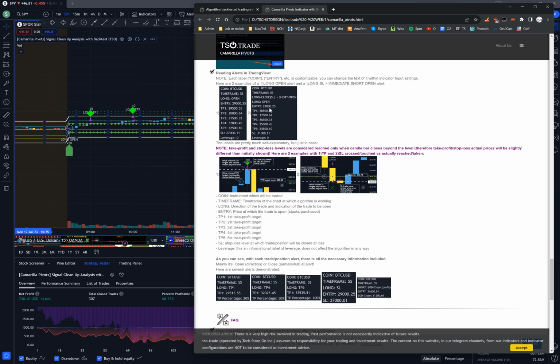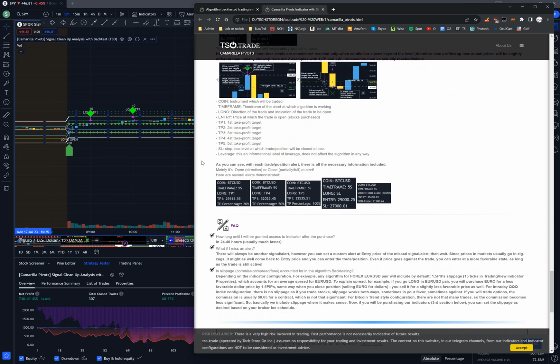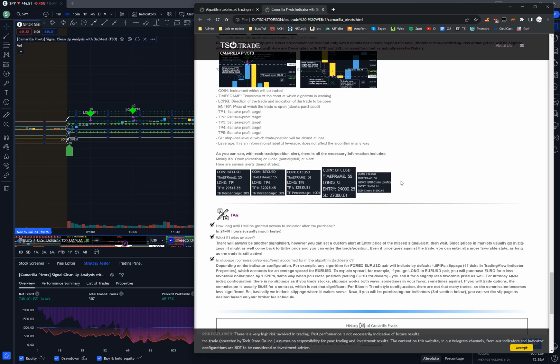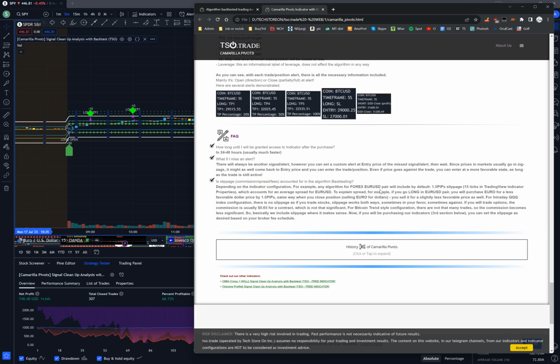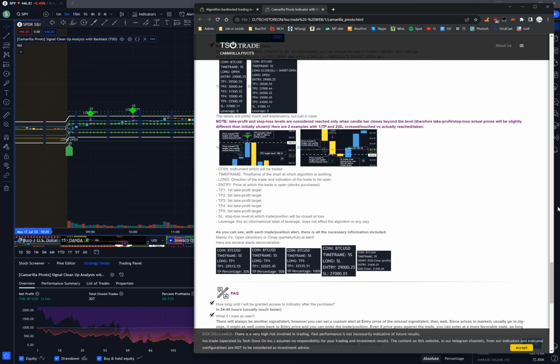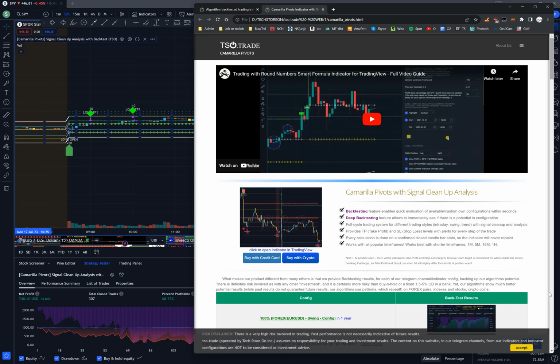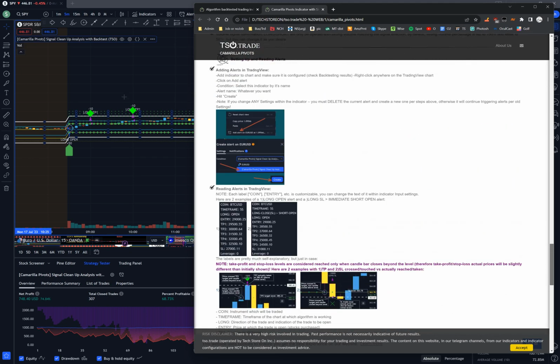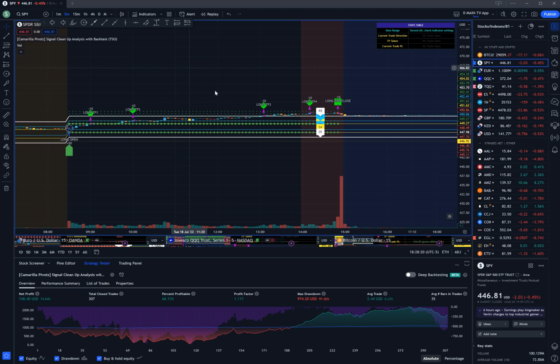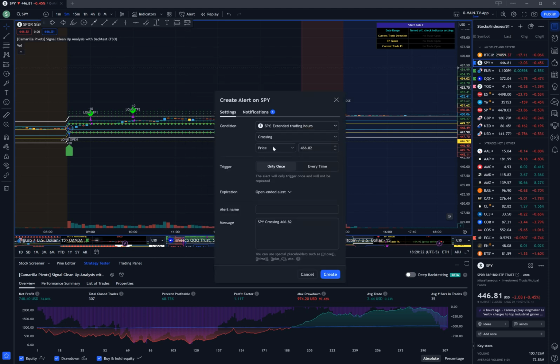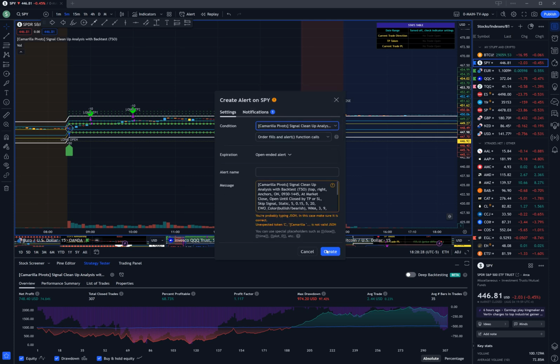This is your alert. This is how a typical alert is gonna look. Everything you need: open, entry, every take profit. Every step of the trade, you're basically gonna be taken by hand. And oh, real quick, you can find it here as well: how to set up alerts, real easy. Just right click the chart, add alert, select Camarilla Pivots, and just create.